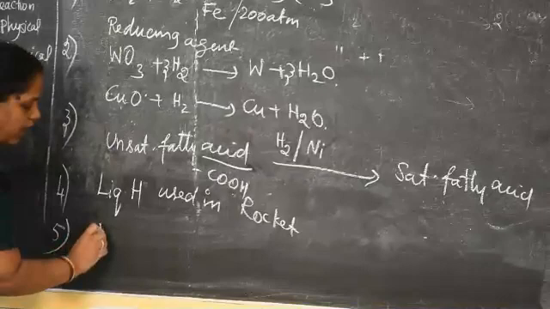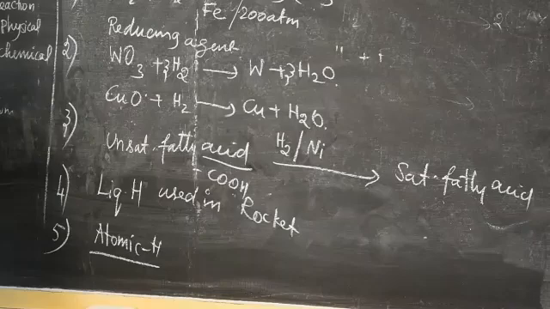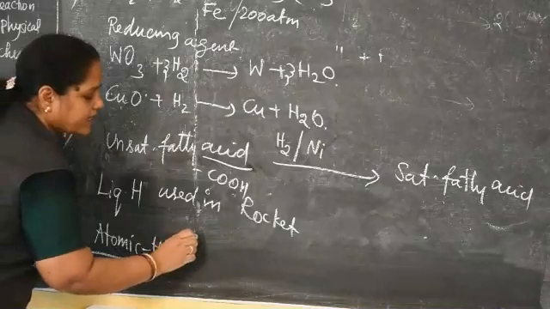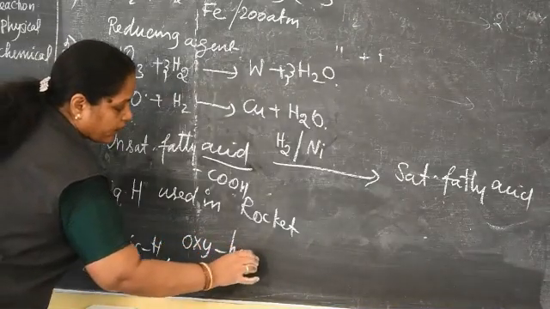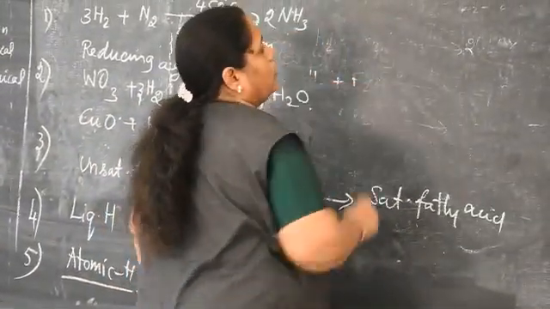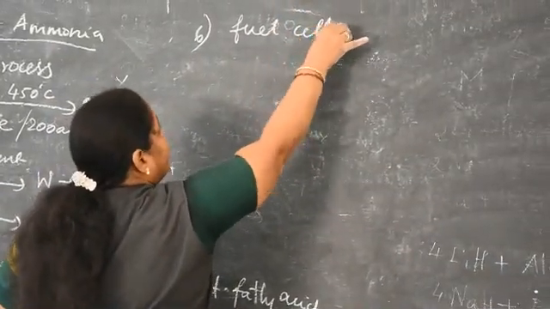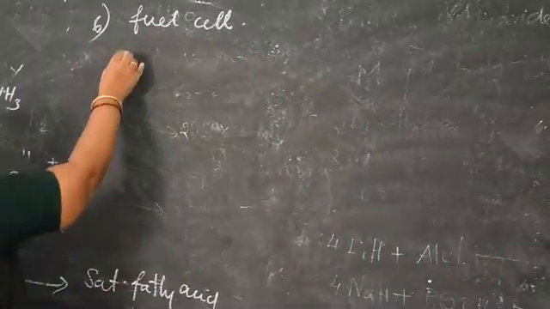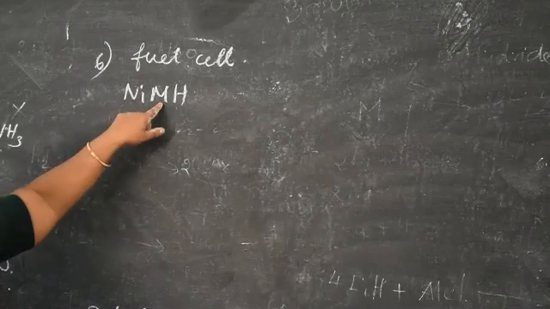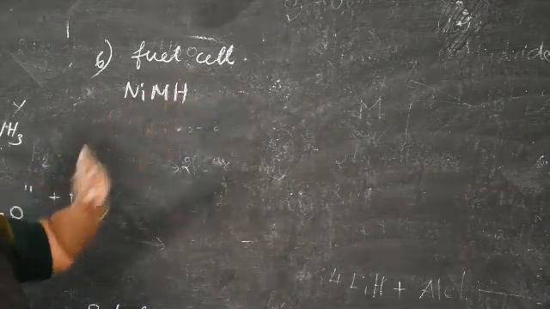What is that compound? Atomic hydrogen is nothing but a single hydrogen atom. On the earth's surface it is extremely rare. So, this atomic hydrogen is used in oxyhydrogen torches. Hydrogen is also used, as we already discussed, in the form of fuel cells for generating electricity, and also in the nickel metal hydride battery, which is used in rechargeable batteries.